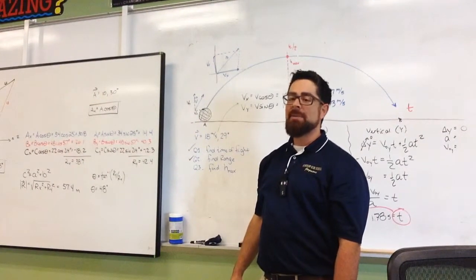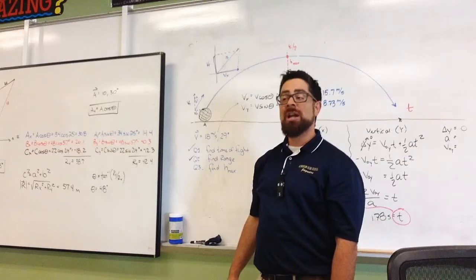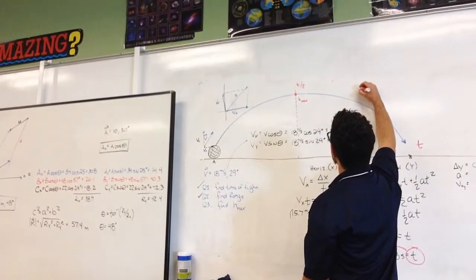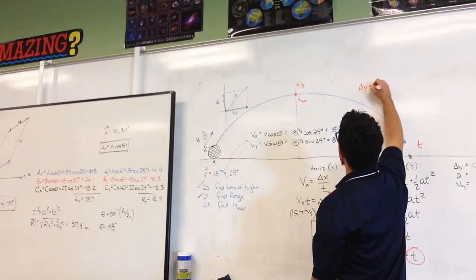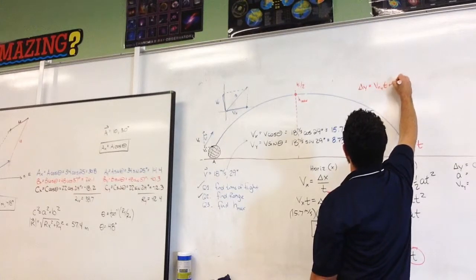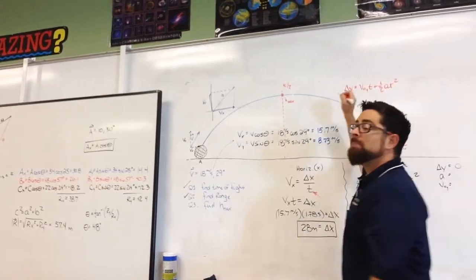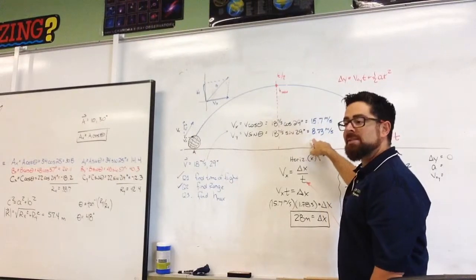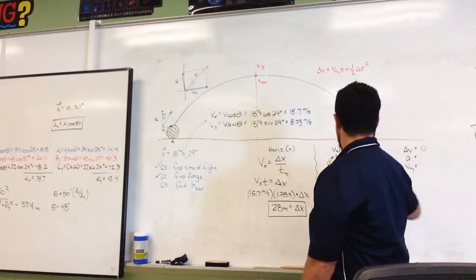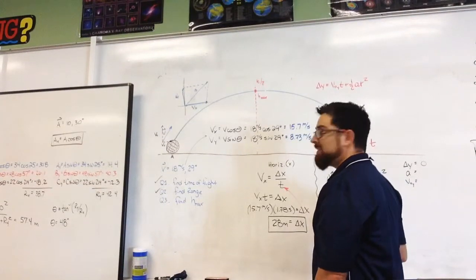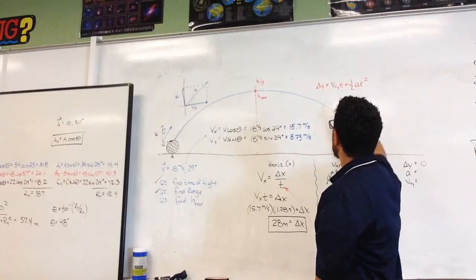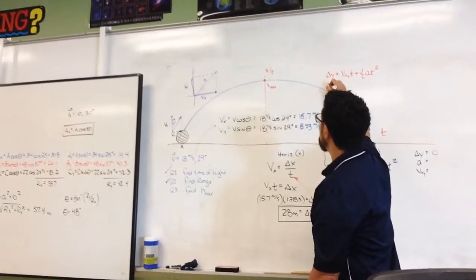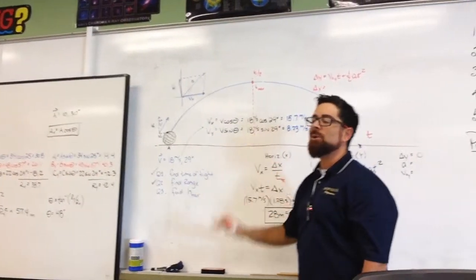Now that I know how much time it takes to get to h max, what should I do? Which one, Haley? Okay, the first one would be delta y is equal to V0y t plus 1/2 a t squared. Beautiful. I can use the first equation where the initial y component of velocity is known. It's 8.73. The time would be 1/2 of 1.78, 0.89. And then a would be what? Negative 9.8. And that would tell me what my delta y was at time t over 2.